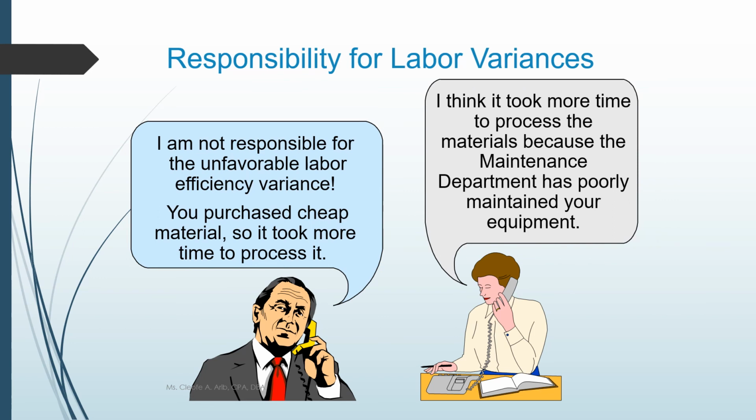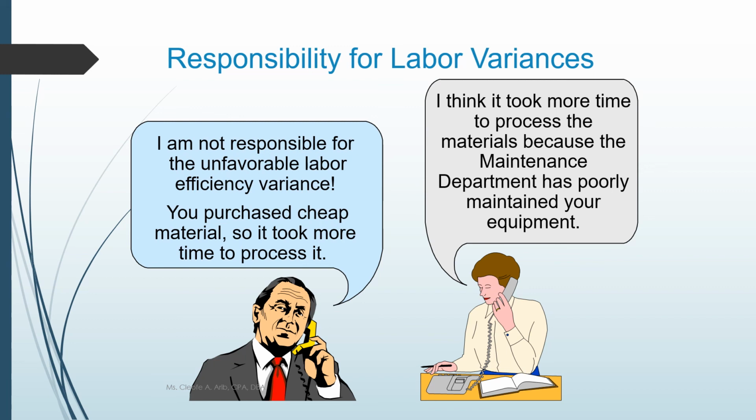Just like in materials, not all labor variances are entirely controllable by one person or department. For example, your maintenance department may do a poor job of maintaining production equipment. This may increase processing time required per unit, thereby causing an unfavorable labor efficiency variance. Or, the purchasing manager may purchase lower quality raw materials resulting in an unfavorable labor efficiency variance for the production manager.